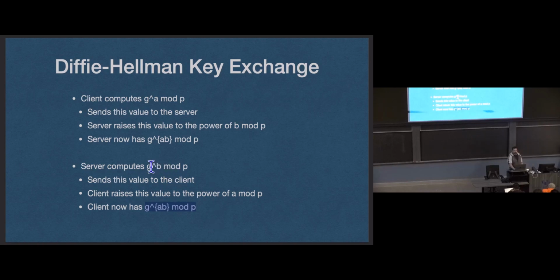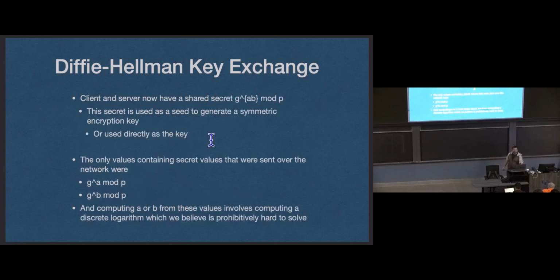The server is going to raise it to the B. The client's going to get a value raised to B and then raise it to A. The server does it in the opposite order. But it doesn't matter. They're both going to arrive at the same value. So now server and client both agreed on this secret G to the AB mod P. And they can use that either just straight up as their symmetric encryption key, or throw that in some function which is going to give it whatever properties they need for whatever crypto system they're using to be able to use that as a symmetric encryption key.